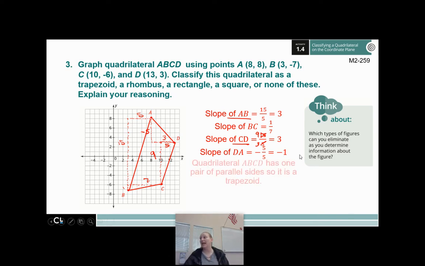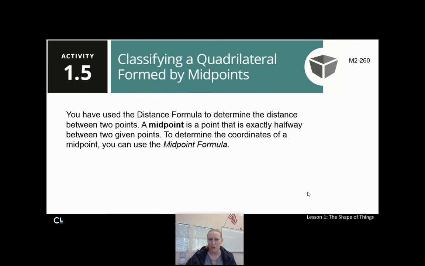That's good because that means quadrilateral ABCD with its one pair of parallel sides is a trapezoid. And we didn't just eyeball it, right? We actually found the slopes. We put in the work to make sure we can prove our claim. So you guys have gotten pretty handy with distance formula and with these slopes. But let me throw another trick your way.